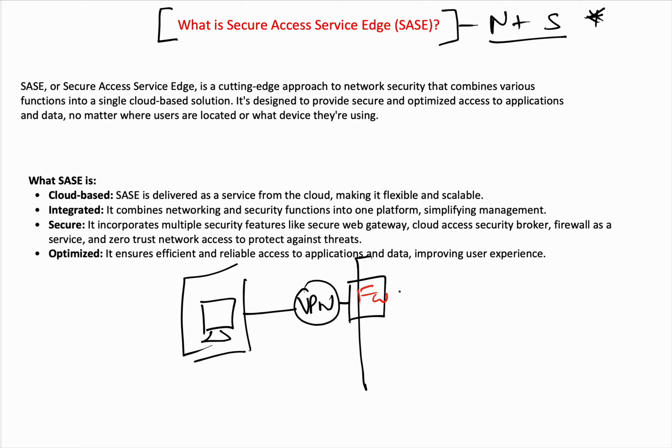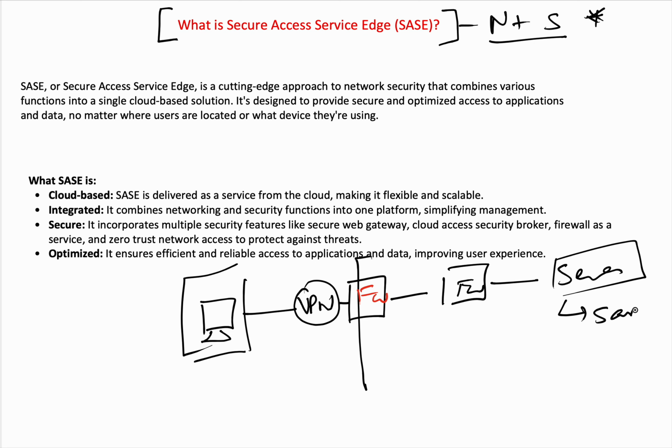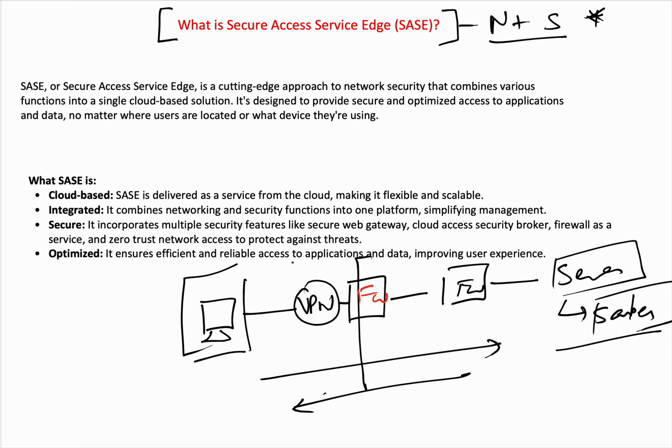Using that VPN, you have a perimeter firewall. You might have another firewall along the way, and then you reach out to your servers. Here you have the Salesforce service, just for example, any server or any application whatsoever. And then you used to access the application. So that is how you used to access it.